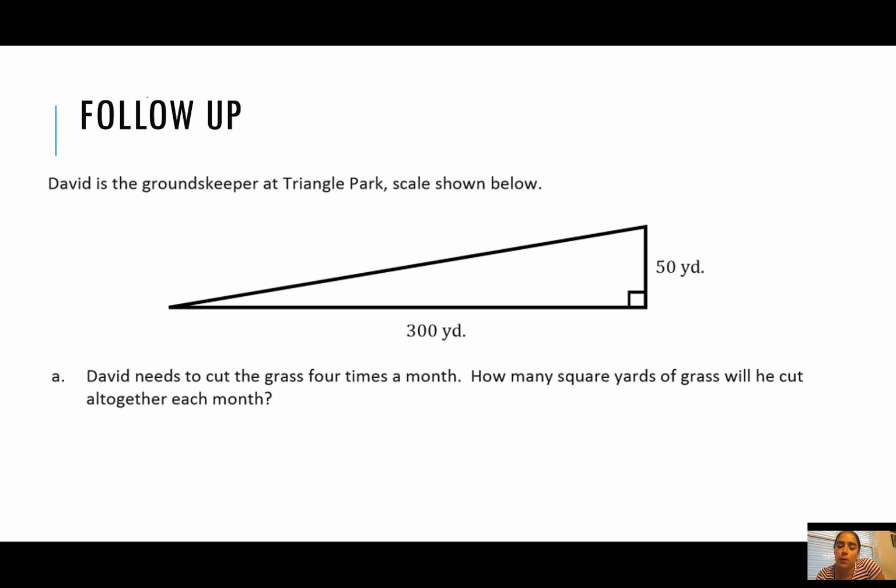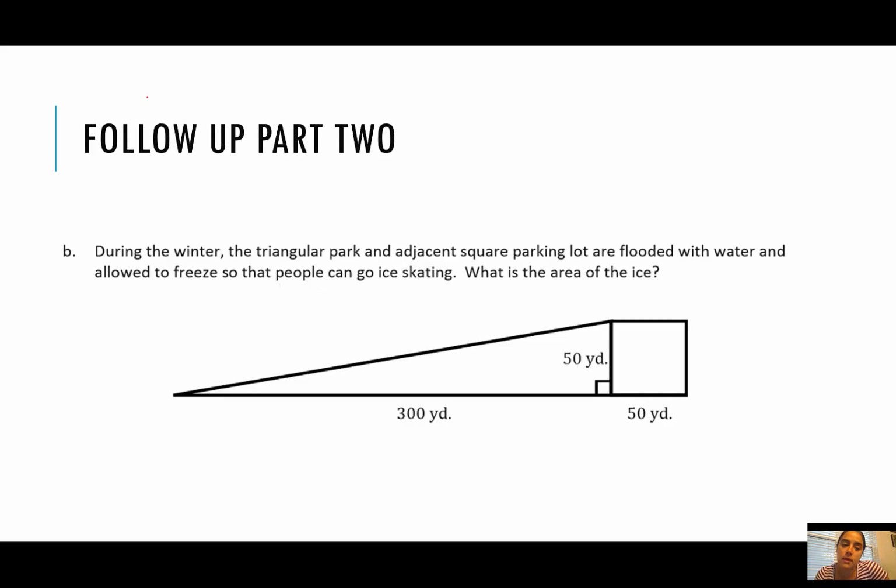Here are 2 follow-up questions I'm going to ask you to do. David is the groundskeeper at Triangle Park, scale shown below. David needs to cut the grass 4 times a month. How many square feet of grass will he cut all together each month? Notice the shape is a triangle and he's cutting it 4 times a month.